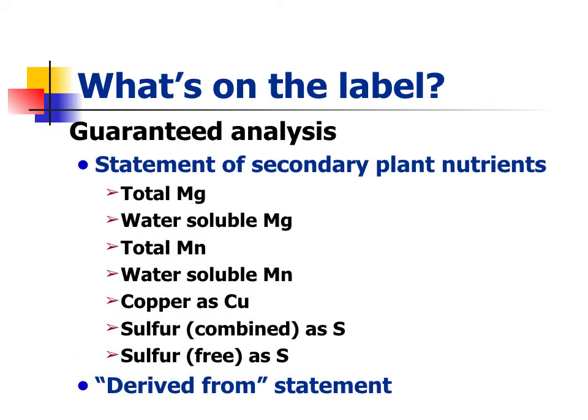Now, these may or may not be on there because the secondary plant nutrients are not always in the fertilizer itself. But if they are, it would tell you how much magnesium, manganese, water-soluble manganese, copper, Cu, sulfur, sulfur-free combined. We won't go into the details. We'll just call it sulfur and where it came from.